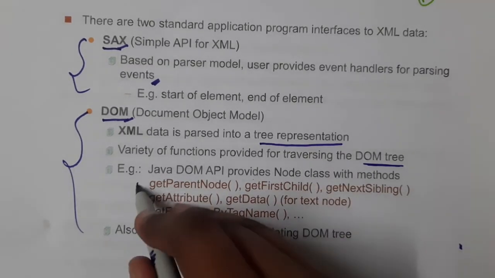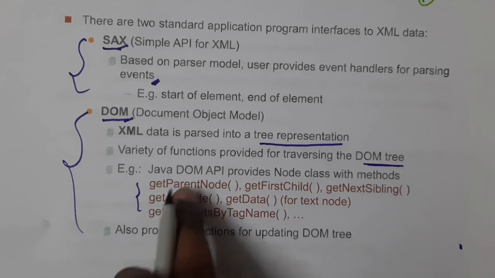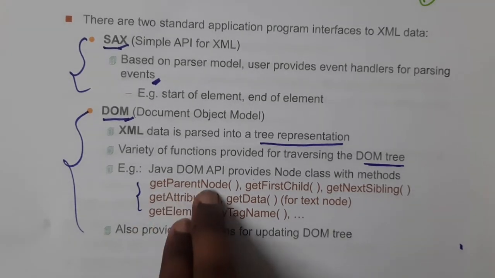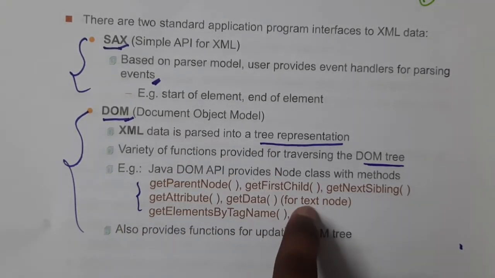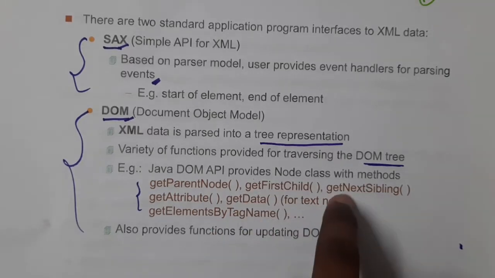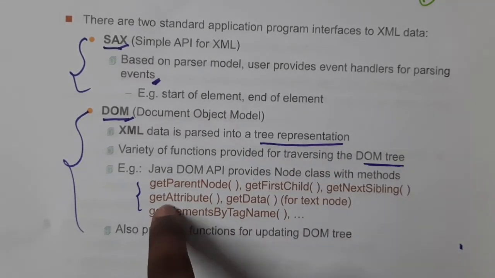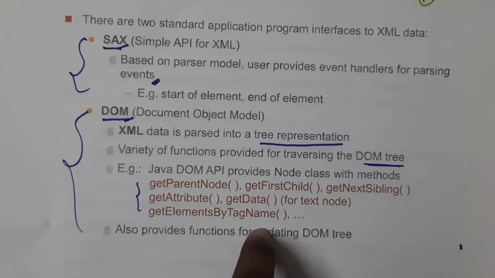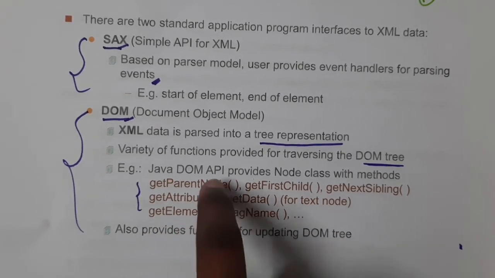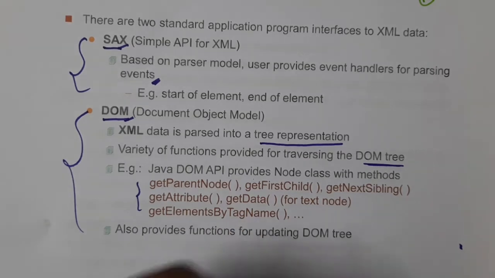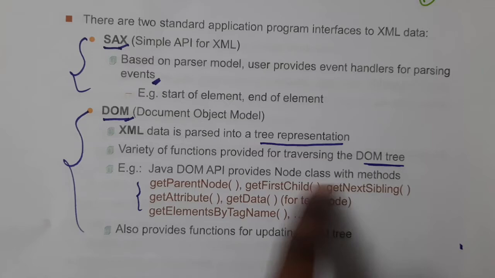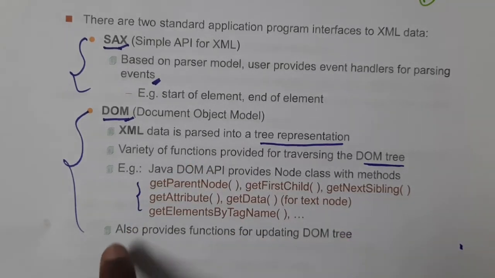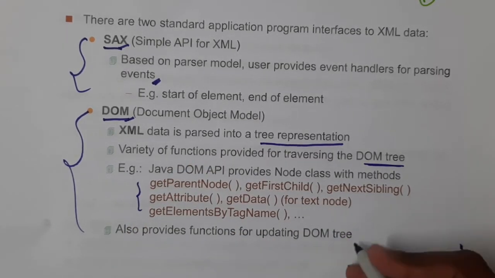Okay, so the Java DOM API provides a Node class with methods. These are a few methods which are already pre-provided by the Java DOM API: getParentNode, to get the parent node; getFirstChild, to get the first child; getNextSibling; getAttribute; getData for a text node; and getElementByTag. So these are a few common functions, guys. Whenever you are writing code in Java or any kind of programming language, you can use these functions to get the data from them. They also provide functions for updating the DOM tree.